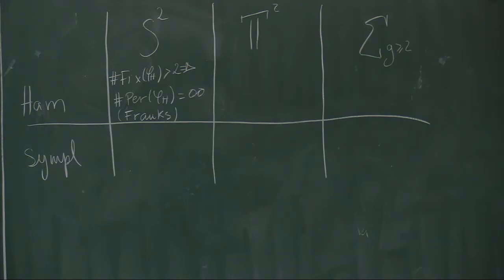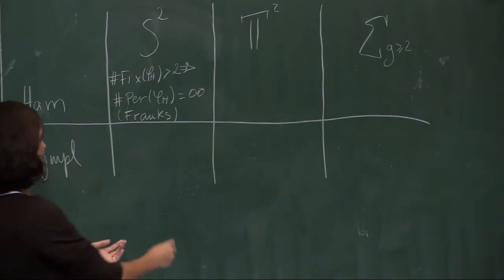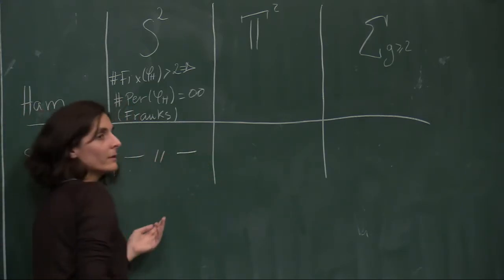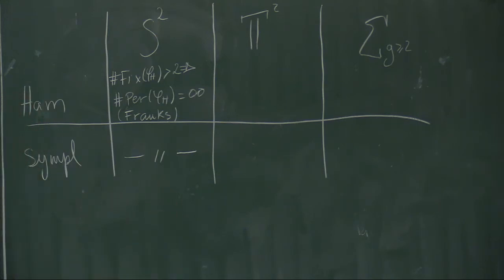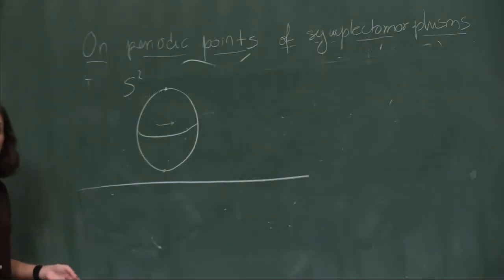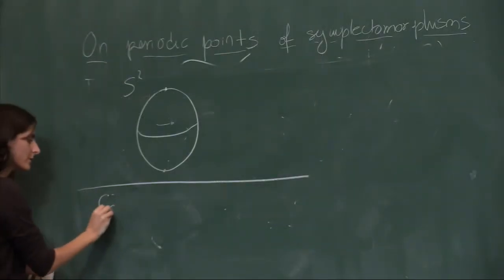In the Hamiltonian case, here this is S2, simply connected. So all symplectomorphisms are Hamiltonian, so there's nothing else here to say. So what about a torus? For the two torus, what do we know? For the Hamiltonian case, we have the Conley conjecture.